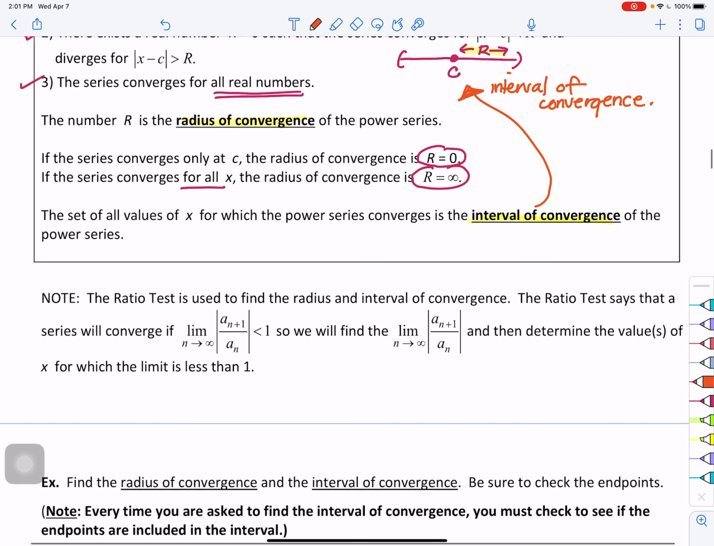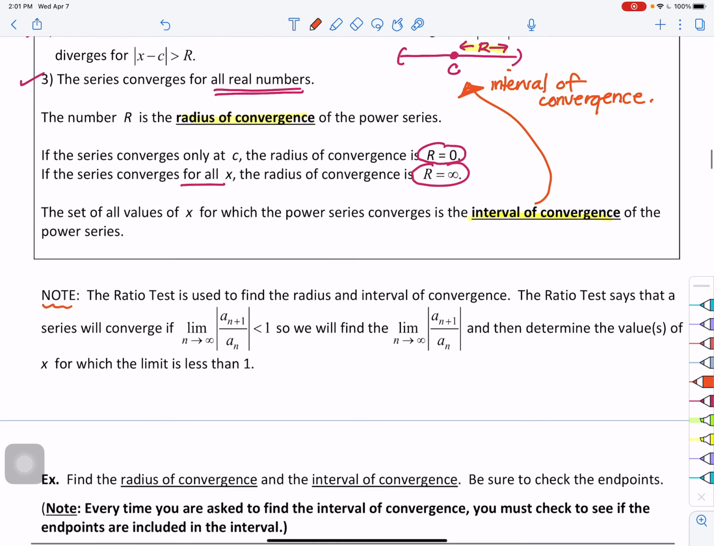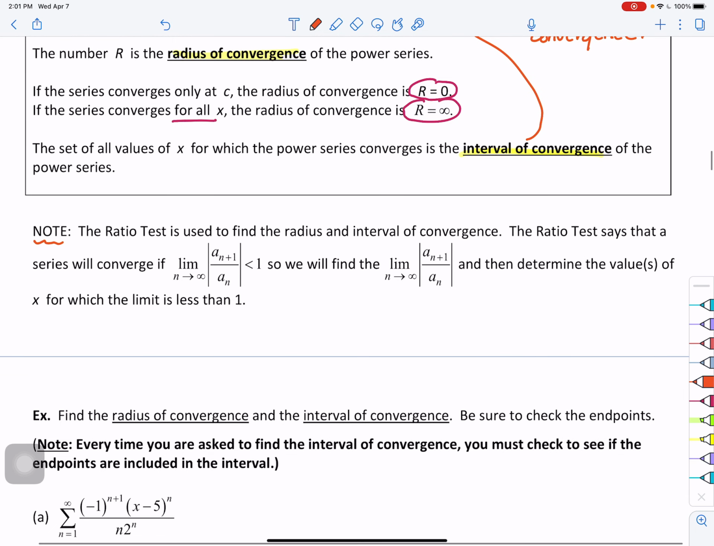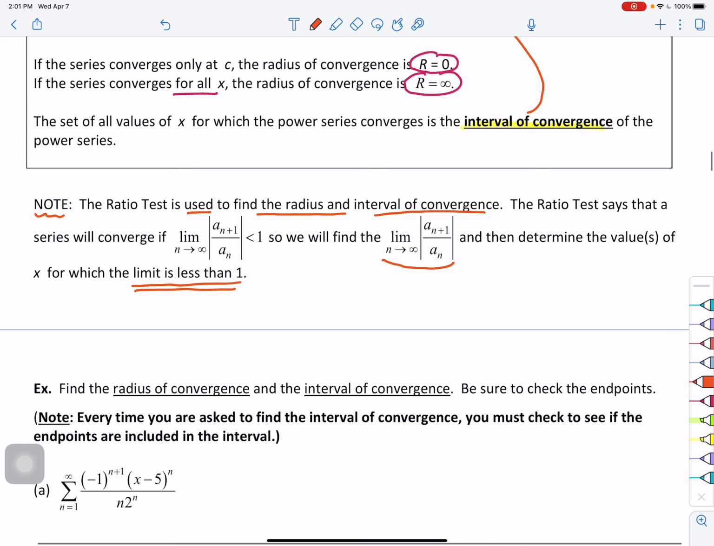Okay, so one big note here. The ratio test is used to find the radius and interval of convergence. Why would we use the ratio test? Well, the ratio test says that a series will converge if this limit of the absolute value of a sub n plus 1 divided by a sub n is less than 1. So we will find this limit and then determine the values of x for which the limit is less than 1. Let's give it a try.